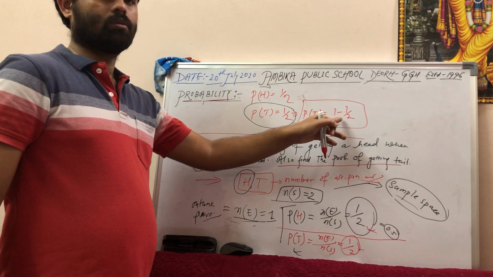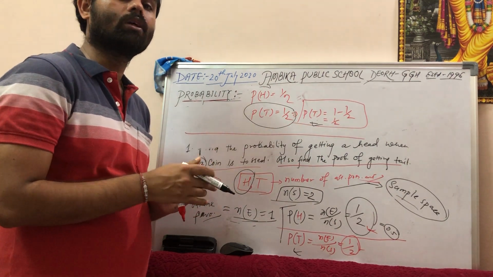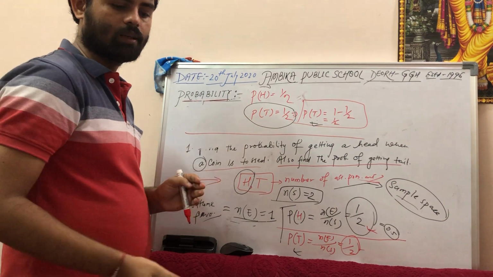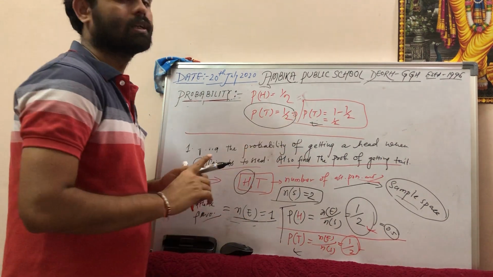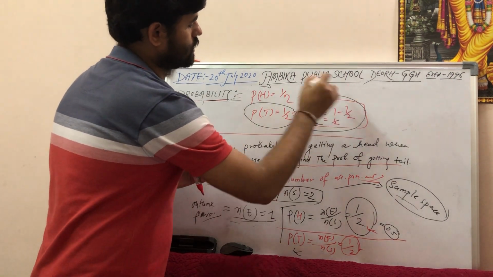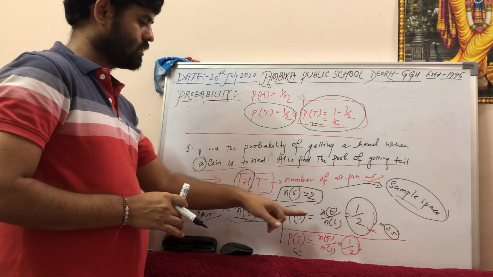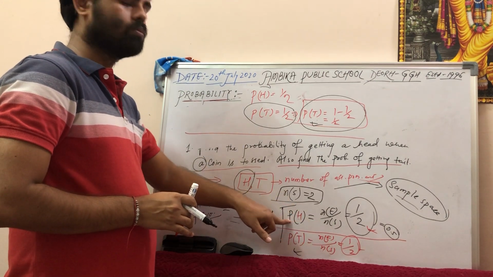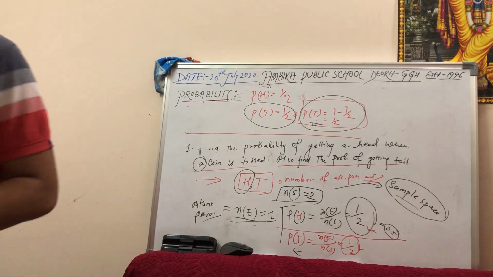Why I have done 1, we will see in the coming classes: what is the maximum value of probability that is possible? Then you will be able to understand this point clearly. So currently you just understand that number of events by number of sample space equals probability, right? So this is the first question.